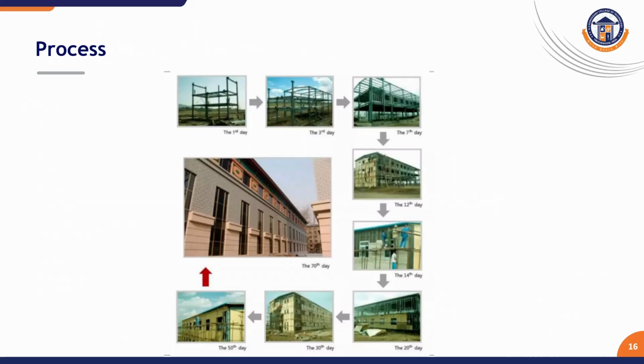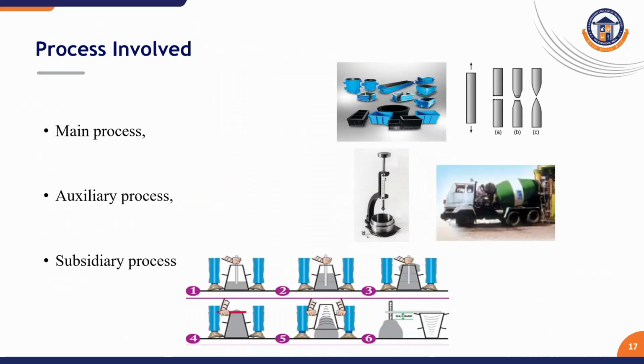This is the entire process of a prefabricated building, that is, we are able to build the entire structure in a limited number of days. The first day we start with the panels, whereas on the 70th day we have constructed the entire building. So the processes involved are the main process, auxiliary process, and subsidiary process.